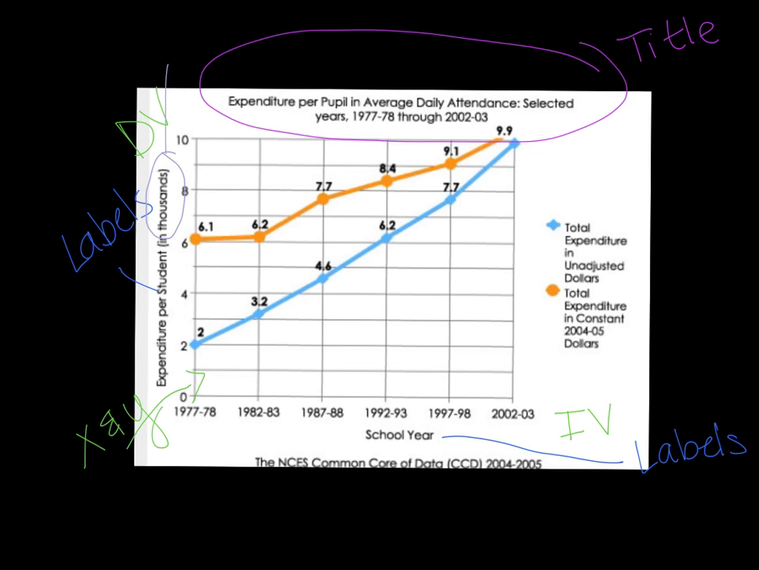Many times there's also units that go along with the labels. So they talk about expenditure per student. What does this 6.1 mean? Is it $6.1 per student that they spend on per year, or $6.1 million? Well, it tells us it's $6.1 thousand.